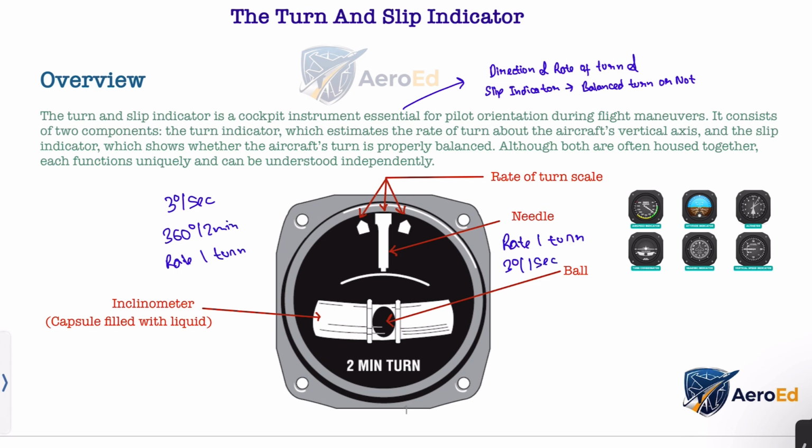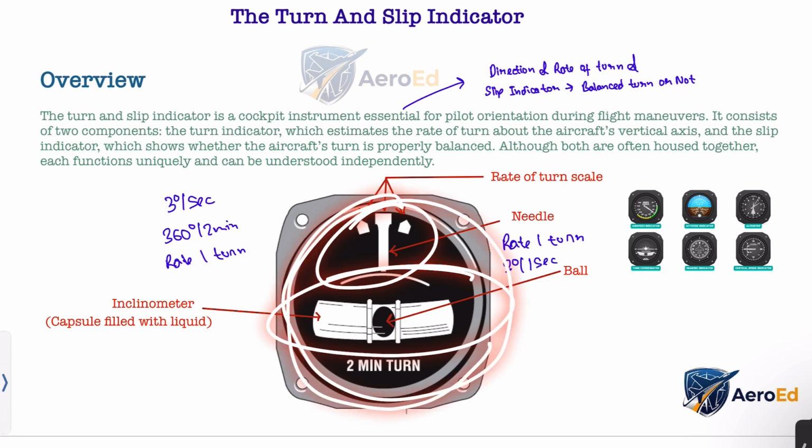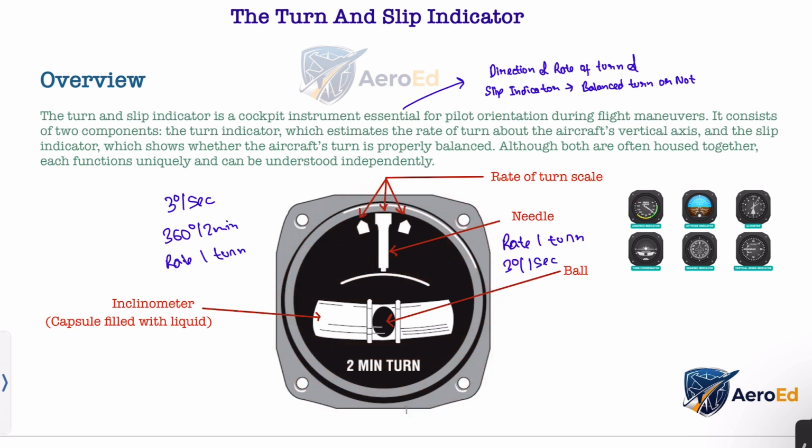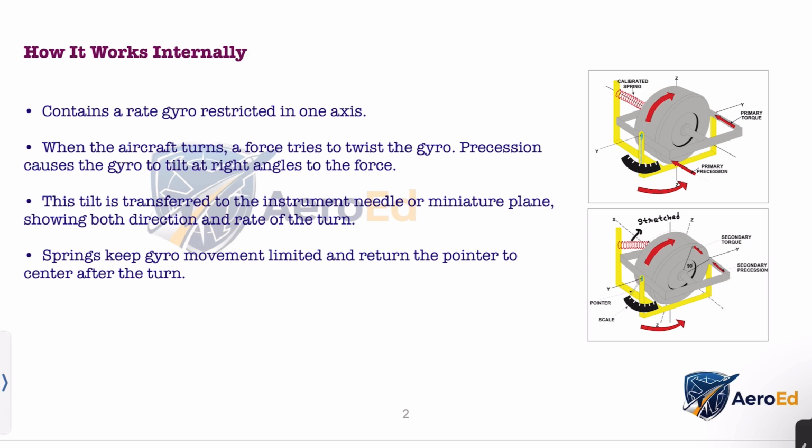Alright, now we will talk about the slip indicator. What is the function of the slip indicator? I have already said that its function is to show whether the aircraft turn is balanced or not. We will read about the full construction later. And here it is written that although both are often housed together, each functions uniquely and can be understood independently. So the two are not associated with each other. Though they are together, as you can see, inside the same instrument, each works uniquely and independently.